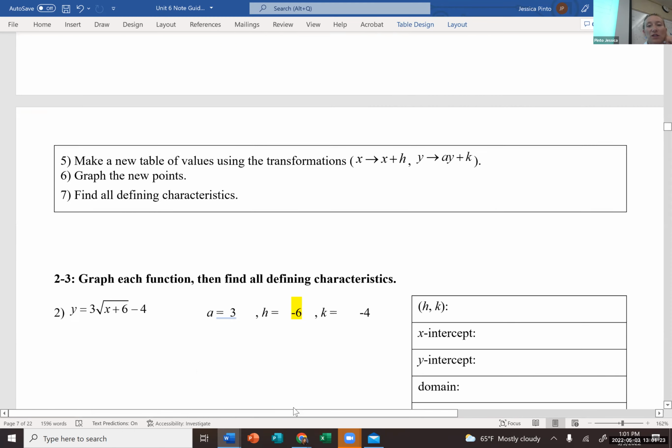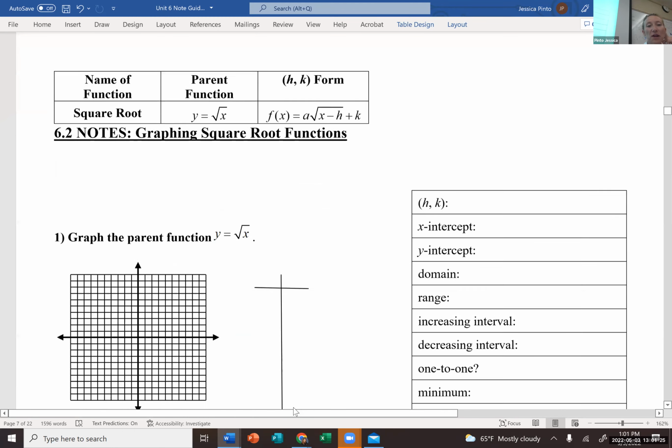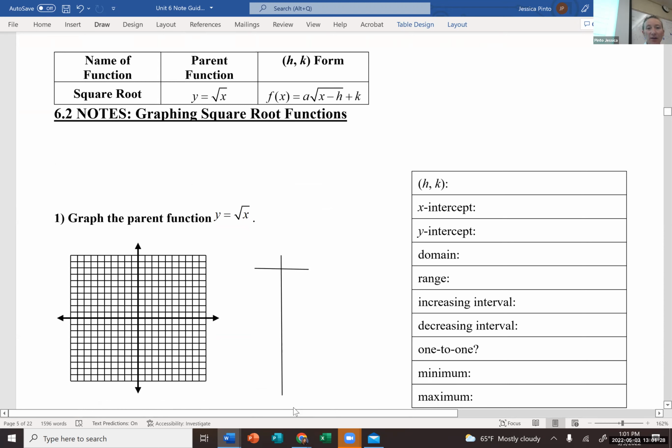So we're going to start with square root function. This is related to the warm up that we did. And we already talked about the X values that are really good for this.